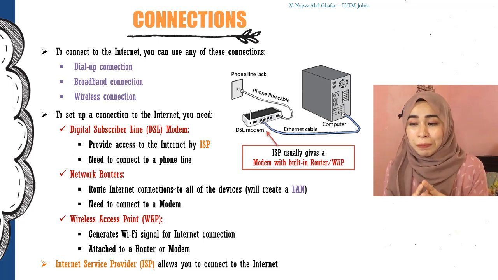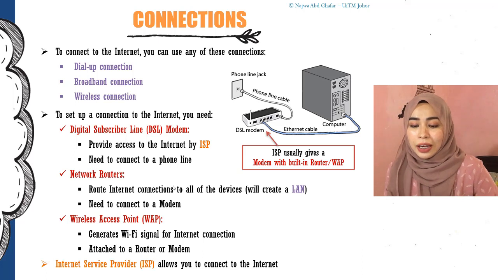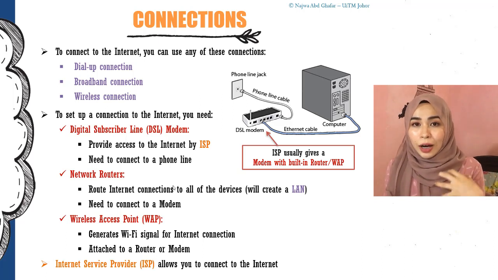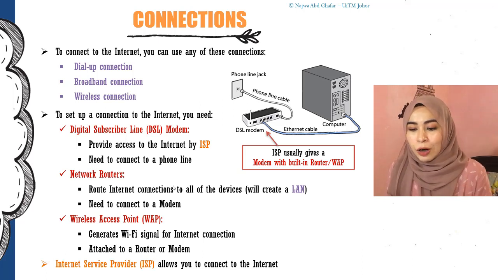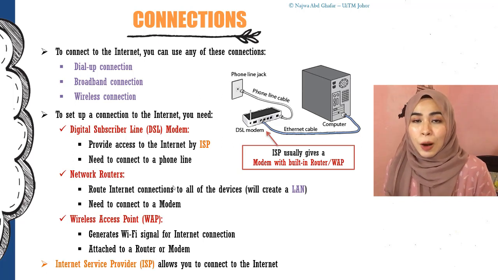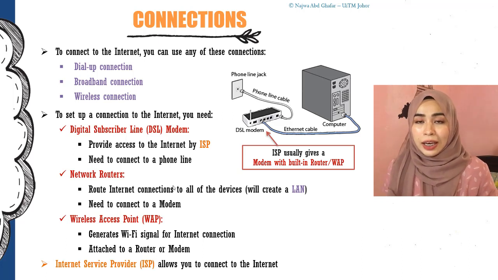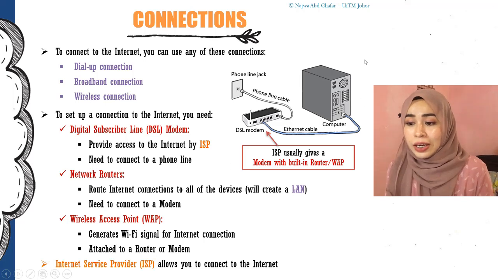Right, so a router will also have a built-in WAP as well, which is a wireless access point. This generates Wi-Fi signal for internet connection. So this means that in order for you to connect to the internet, you don't necessarily need to have wires. Okay, so the wireless access point will give out Wi-Fi signal, allowing you to connect to that network without the use of a wire. All right, so a WAP usually is attached to a router or a modem. Okay, so the internet service provider, ISP, allows you to connect to the internet. So basically, this is how your computer will be set up whenever you're using the internet.